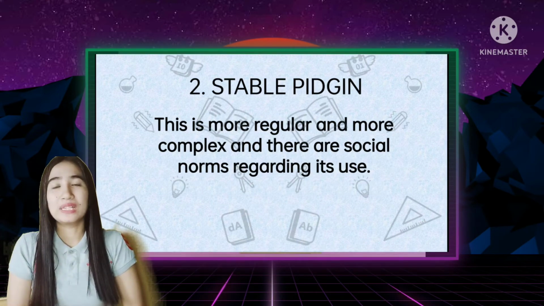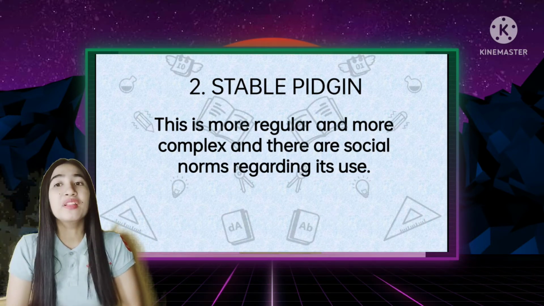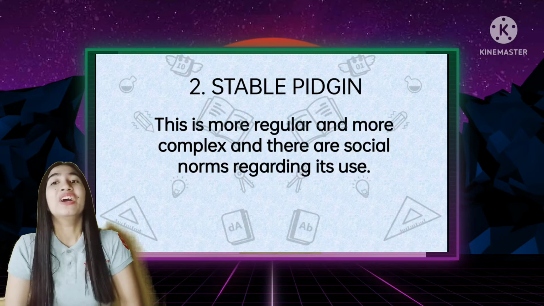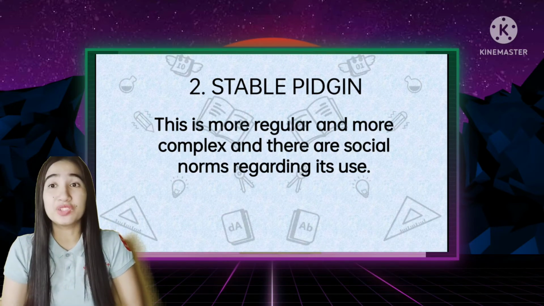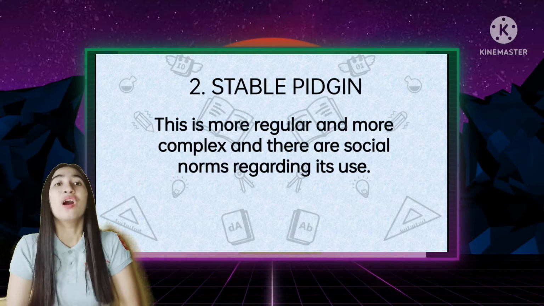The second one is the stable pidgin. When you say stable pidgin, this is more regular and more complex, and there are social norms regarding its use. Compared to jargon, stable pidgins are more regular and more complex.